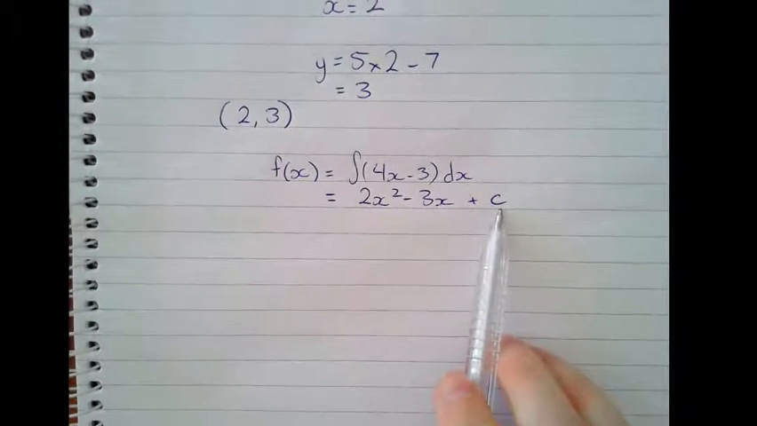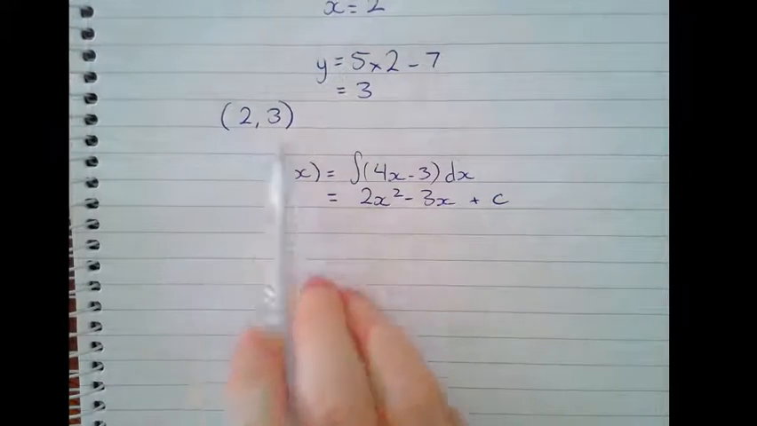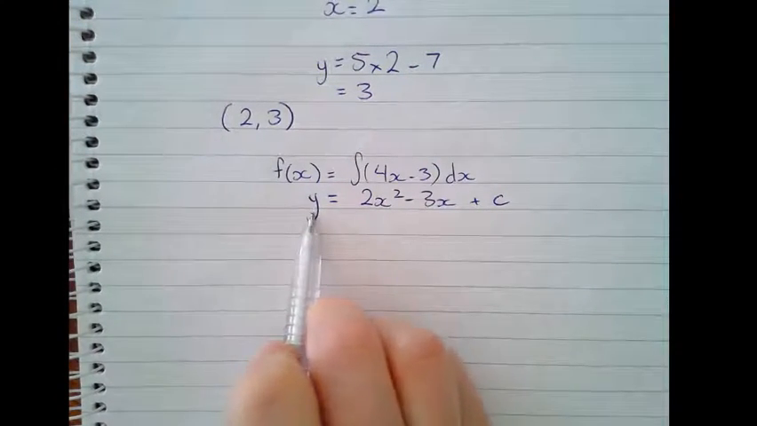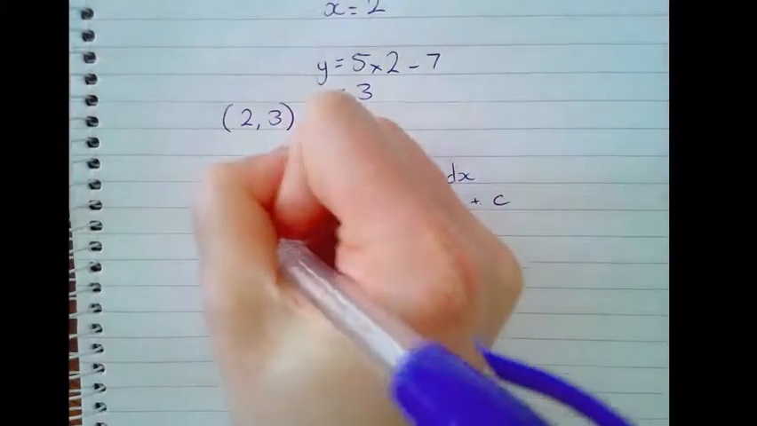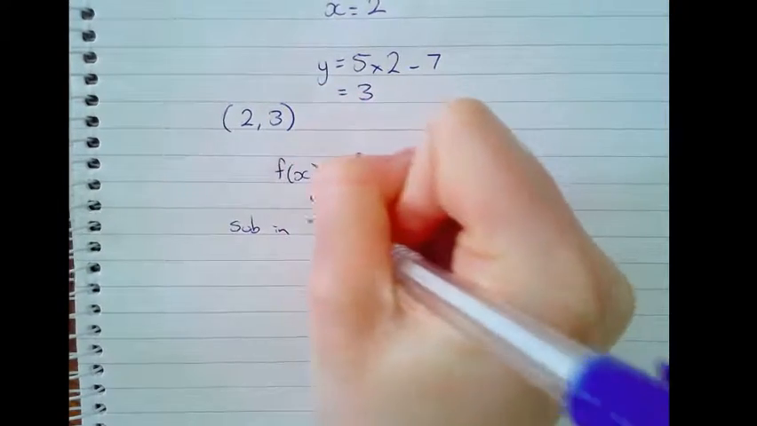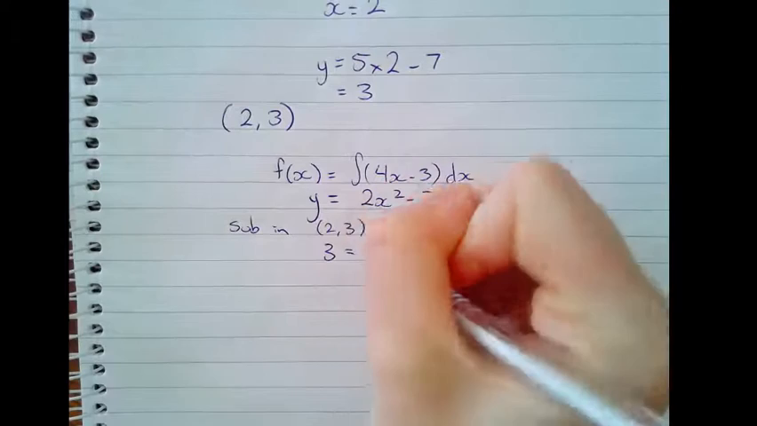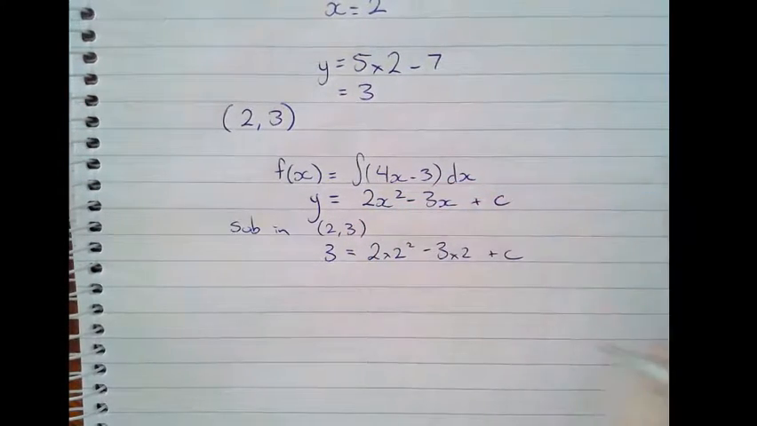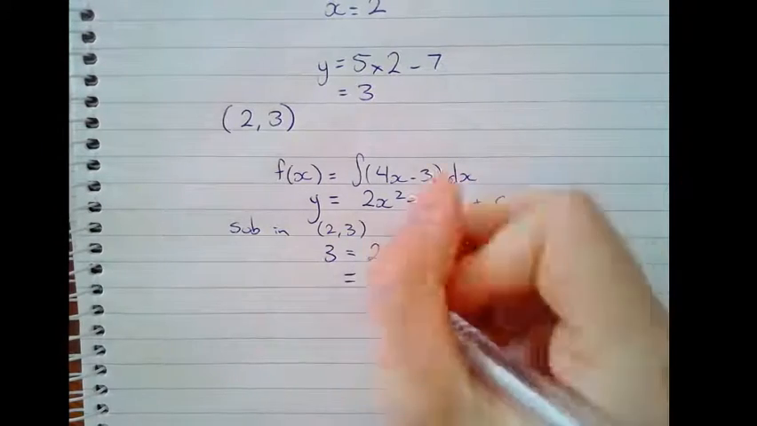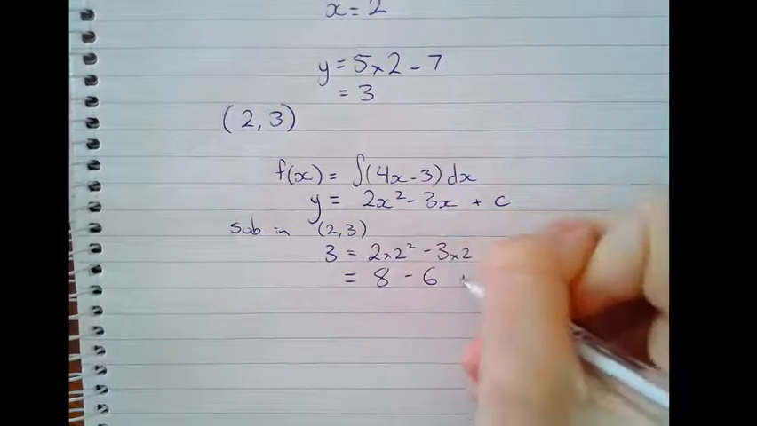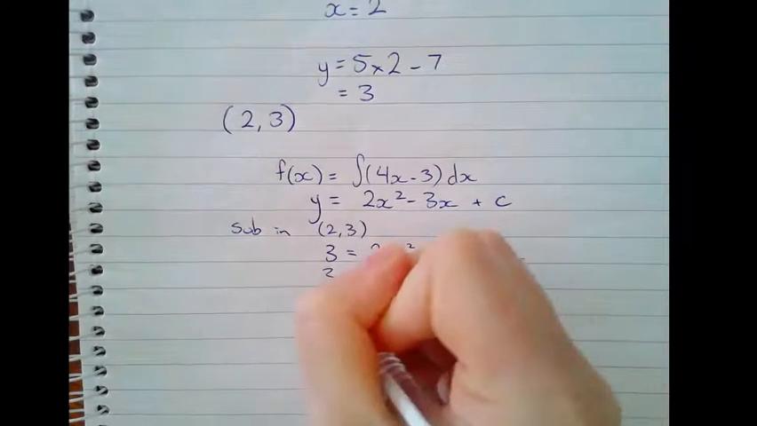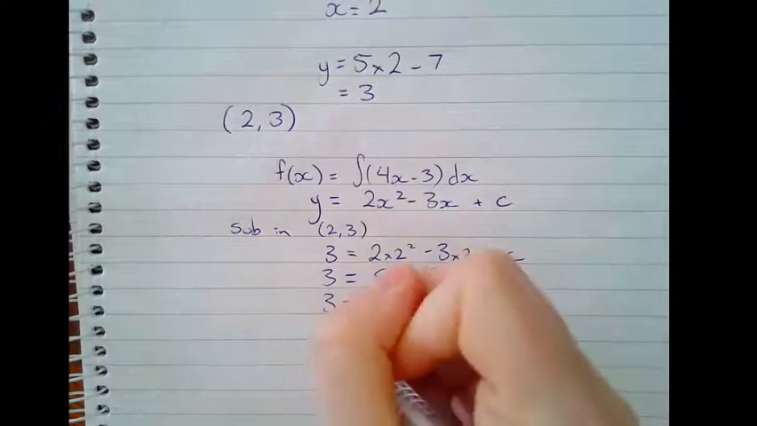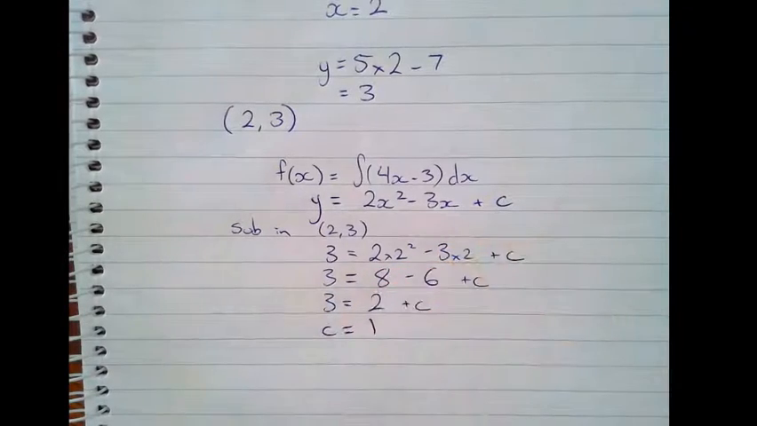Now we can use the information that we've just found, we can use this (2, 3) to help us find the value of c, because we know that (2, 3) has to satisfy this equation, and that f of x is just our y. So if we sub in (2, 3), we're going to end up with 3 equals 2 times 2 squared minus 3 times 2 plus c, which is going to be 2 times 4, so 8 minus 6 plus c, which is going to be 2 plus c. And then if we subtract 2 from both sides, we're going to end up with c equals 1.